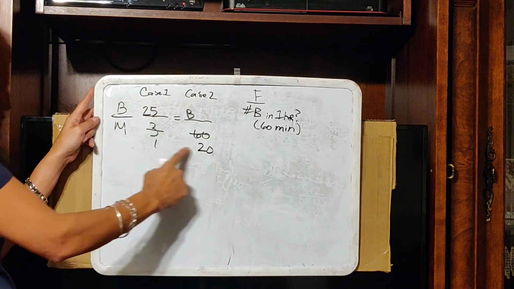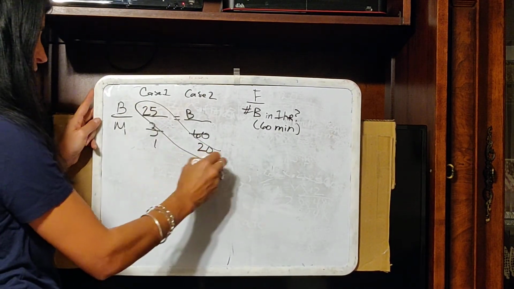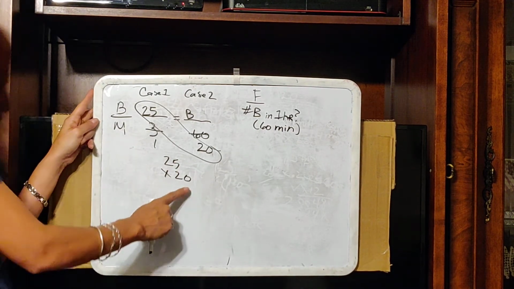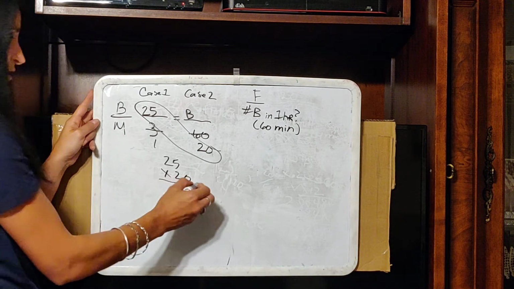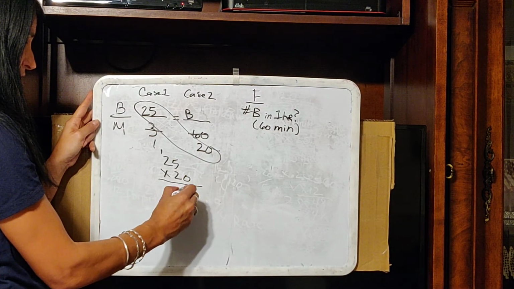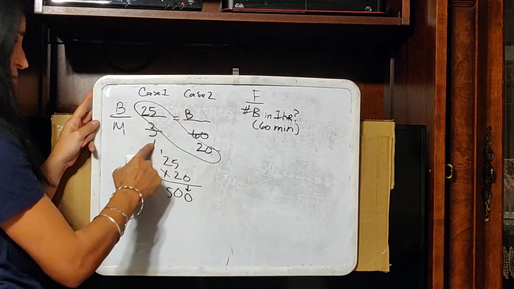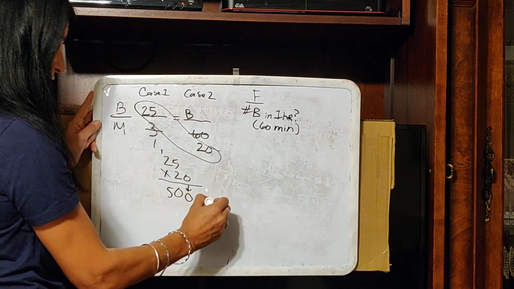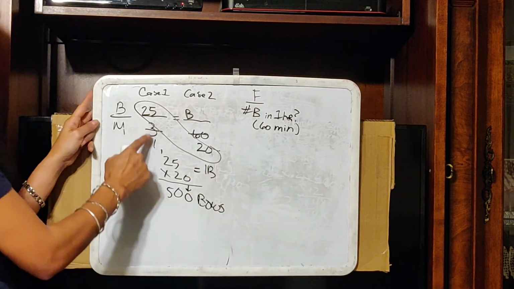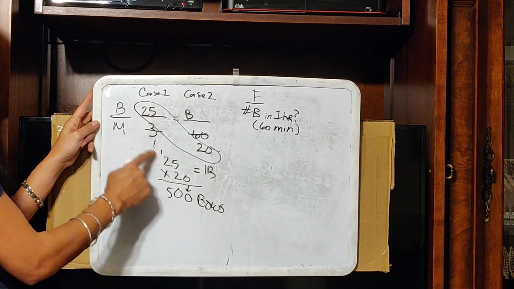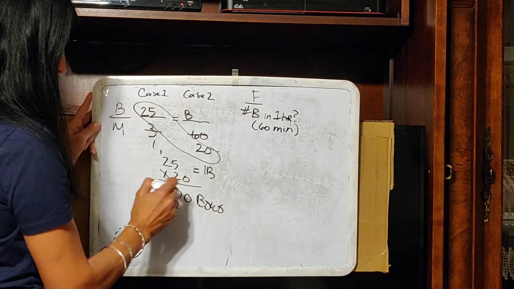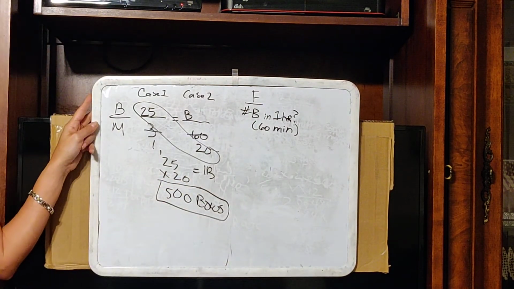These cannot reduce further, and these cannot reduce further, so I would simply multiply 25 times 20. I'm hanging my 0 so that I don't unnecessarily multiply it. Drop your 0 at the end, and you get 500 bows. So 25 times 20 equals 1 times B, and I'm going to get 500 bows for my solution.